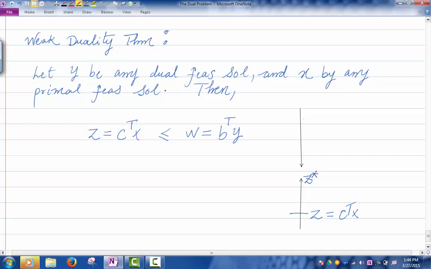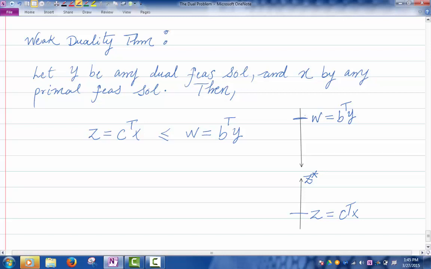Now, what we are saying is that if Y is a feasible solution, then B transpose Y is a feasible objective value of the dual, and we are saying that value is bigger than Z, right? Am I making sense? So W is bigger than any. So in other words, you should think of it this way. Any feasible objective value of the dual is bigger than any feasible objective value of the primal. Right?